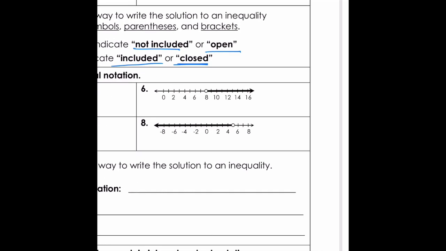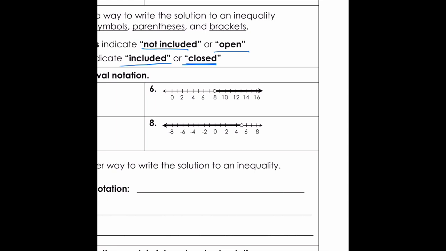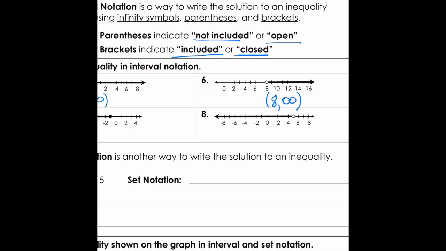All right, let's look at number 6. Look at the left end of your number line. You have the open circle with an 8. So that's going to be a parenthesis and an 8. Now what's on the other end? Well, that's your positive infinity, and we're going to use a parenthesis there.